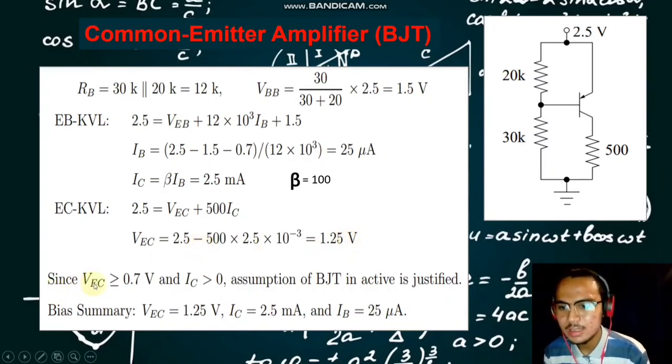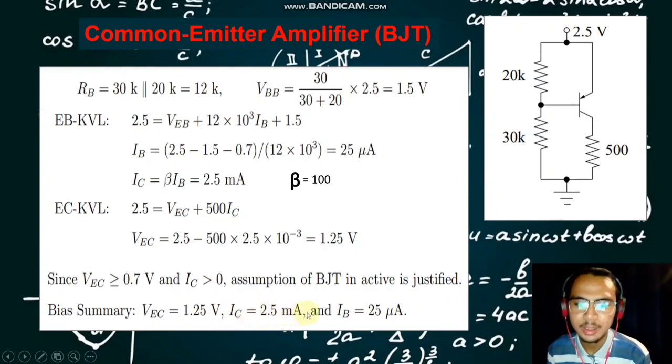Okay, since VEC is equal to or greater than 0.7 volts and IC is greater than 0, the assumption of BJT in active mode is justified. Summary: VEC equals 1.5 volts and IC equals 2.5 milliampere, and IB is equal to 25 microampere.